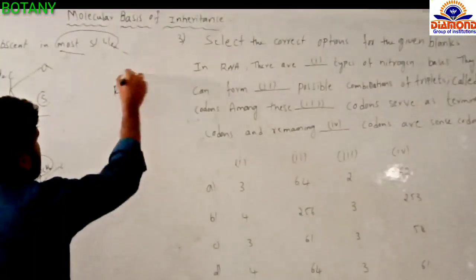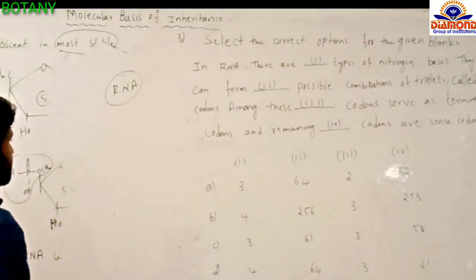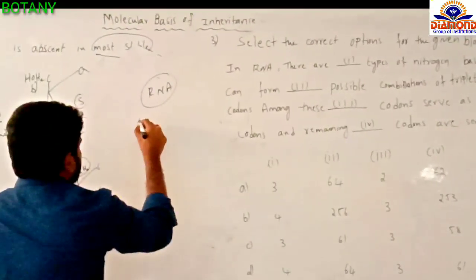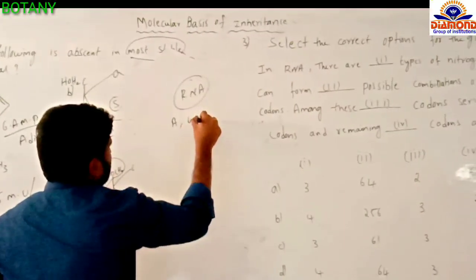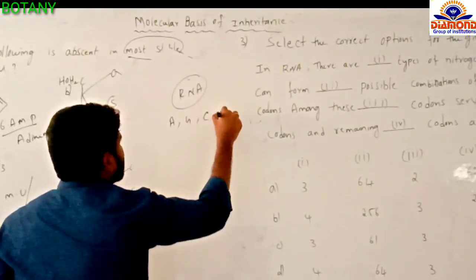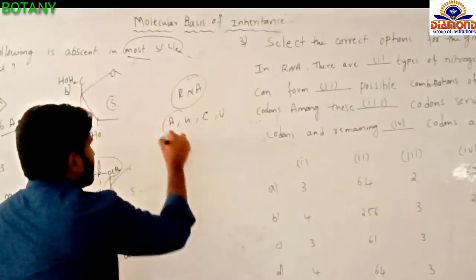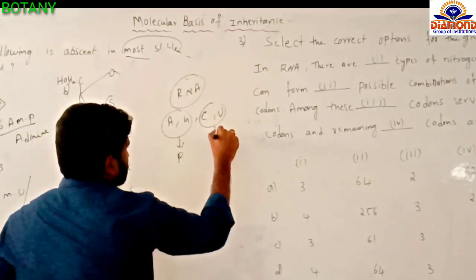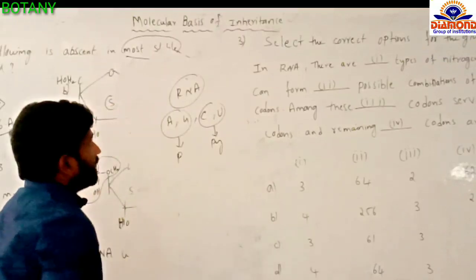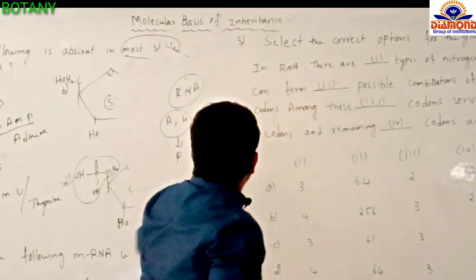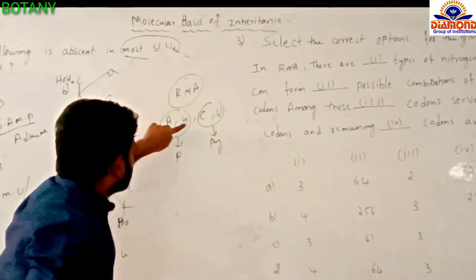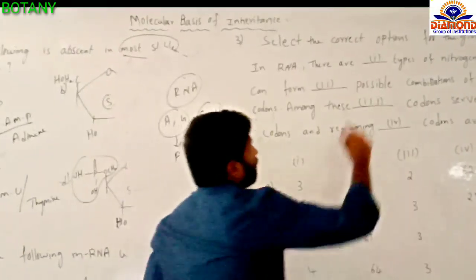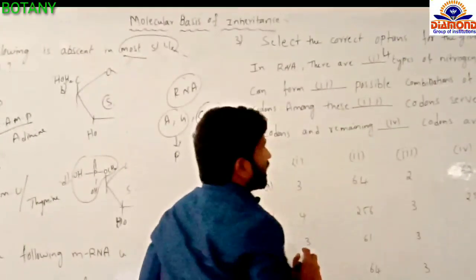The nitrogen bases contained in RNA are adenine, guanine, cytosine and uracil. Adenine and guanine we call purines, and cytosine and uracil we call pyrimidines. So in RNA the total number of nitrogen bases is 1, 2, 3, 4, meaning adenine, guanine, cytosine and uracil. So there are 4 types of nitrogen bases.